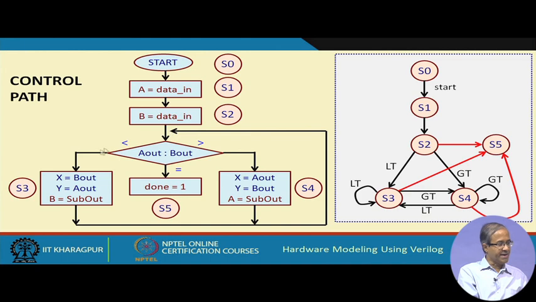So, you can again come to S3 or you can come to S4 or you can come to S5. From S3, if it still remains less than, you remain in S3, if it is greater than, you go to S4, if it is equal, you finally go to S5. Similarly, for S4, if it is greater than, you remain here, if it is less than, you go to S3, if it is equal, you go to S5. So, this FSM we have to implement.